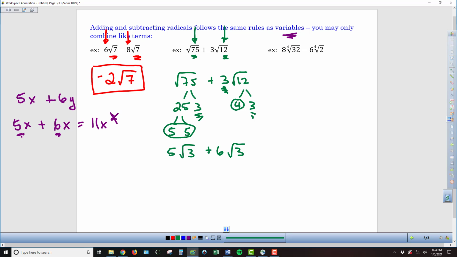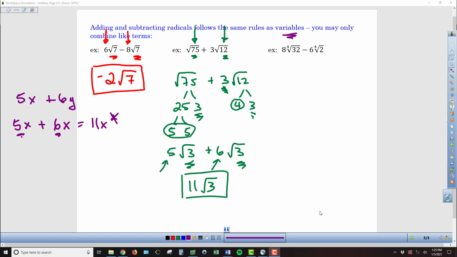And so now we can see that we've got the same number, root 3 and root 3, underneath the radical, so I can indeed add these two expressions. So I'm going to have a root 3 as part of my answer, and so now I just add the two coefficients in this case. 5 plus 6 gives me 11. So my answer here is 11 root 3.